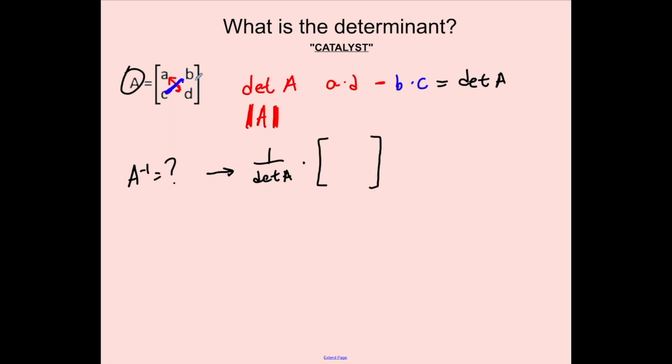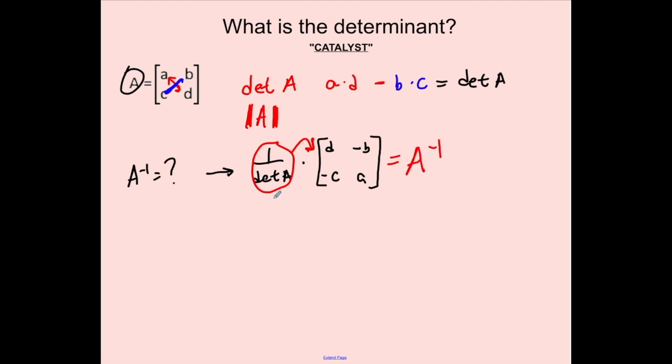and then we're going to do something special to the elements in A. If you see up here we have A, B, C, D. When we're finding the inverse, we switch A and D. So D goes here, A goes here. And then we make B and C negative. This is scalar multiplication, remember? We take this fraction and multiply it by this new matrix that we made from matrix A, and it will give us our A inverse.